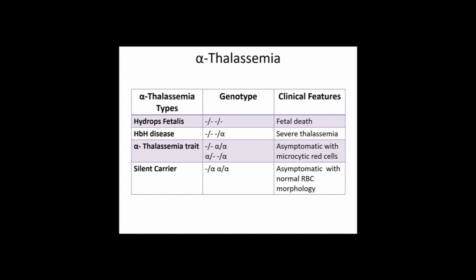The severe form hydrops fetalis will cause an intrauterine fetal death. So for these people, if a prenatal diagnosis is done, they should have an intrauterine transfusion and after birth they have to have a hematopoietic stem cell transplantation. Hemoglobin H disease would have a severe thalassemia. The alpha thalassemia trait will be asymptomatic, but the peripheral smear will show microcytic hypochromic RBCs. And the fourth type, being the silent carrier, will be asymptomatic with the normal RBC morphology. Hence, the detection of the silent carrier is really very tricky because prenatal diagnosis depends on detection of the silent carrier.